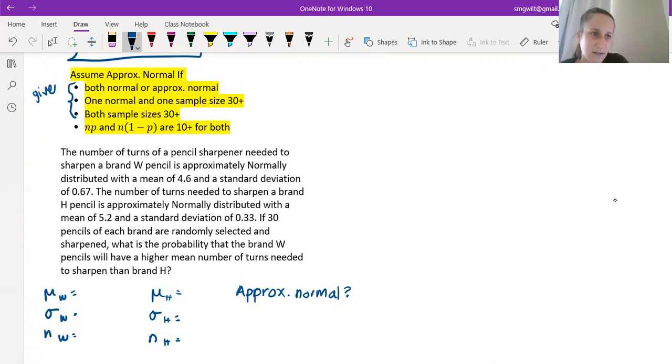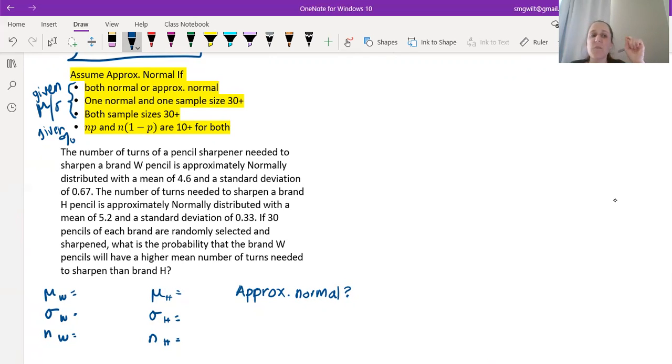So if I'm given mu and sigma, and this one is only if I'm given a percentage. Okay, so I didn't make that more clear. So I have to have one of these 4 conditions in order to use the formulas for this. So I have to have been given either 2 approximately normal or normal distributions to start with, or one of them normal or approximately normal and the other one with sample size at least 30, or both sample sizes 30 or more, regardless of the distribution.